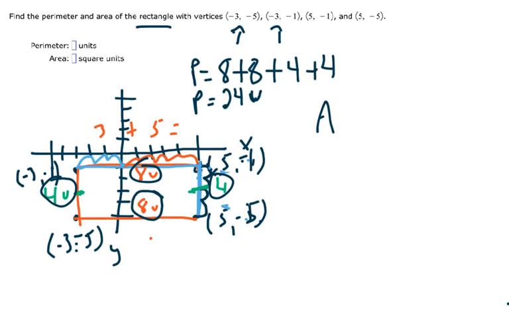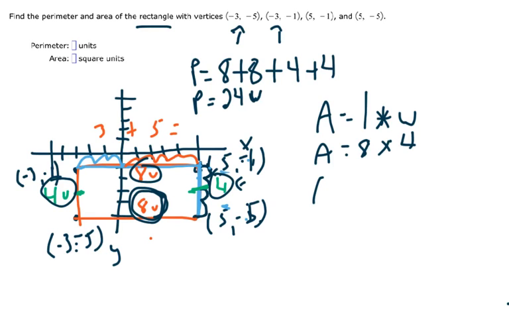Our area, do you remember the formula for area of a rectangle? Hopefully, that is length times width. Our length is here again, that's 8. Our width is here at 4. And 8 times 4 is 32 square units.